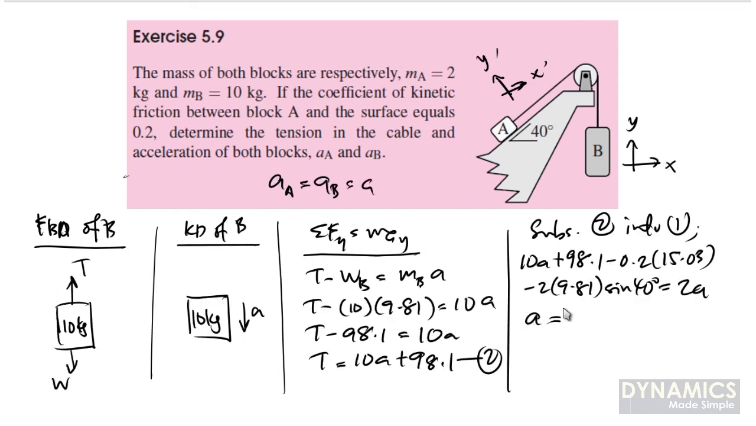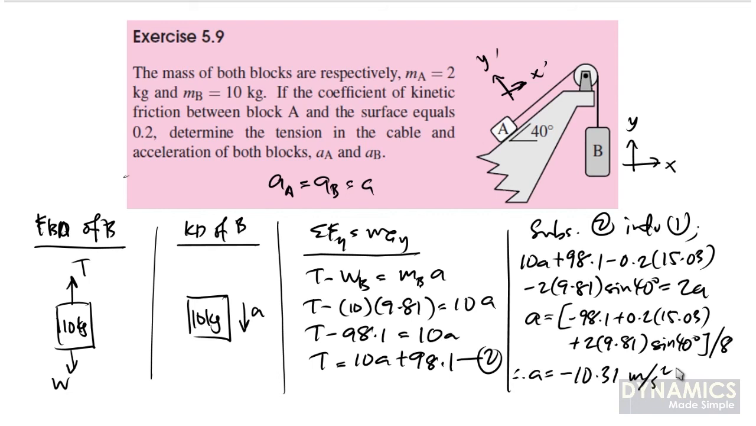For our A now will be equals to, okay, I just rearrange the equation. I'm taking 2A to the left hand side, so we have 8A. And 98.1 goes to the right hand side, minus 98.1. This part goes to the right hand side, so it becomes negative. This part goes to the right hand side, becomes positive as well. So the sum of these divided by 8 will give us A. I got A equals minus 10.31, which means A is actually moving downward, not upward. Hopefully the calculations are correct. Feel free to verify the numbers here.